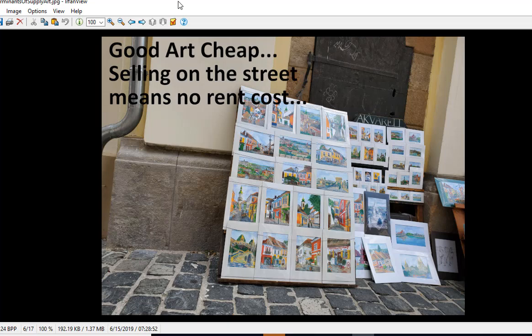Now here's a simple example. Art sold on the street is going to be cheaper than art sold in a store because there's no rent cost. You can supply it at a lower price.